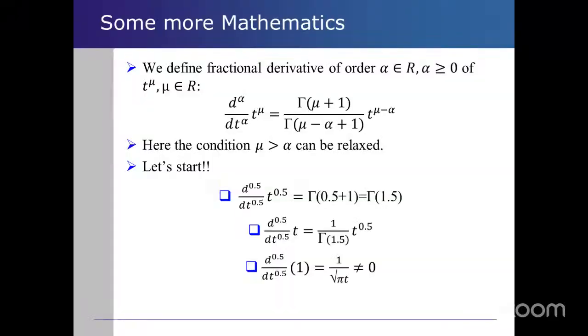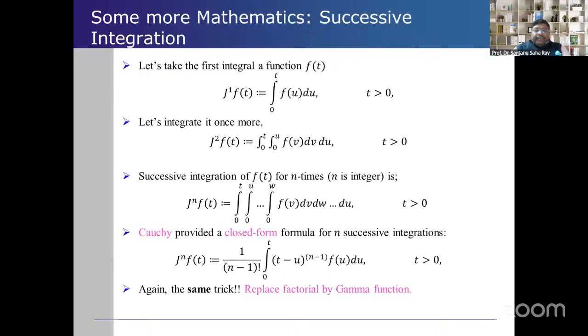And these are a few examples. This is the half order derivative of t to the power half, and this is the half order derivative of t. And it is very remarkable that the fractional derivative of a constant is not zero. Instead of that, it is a function of t.